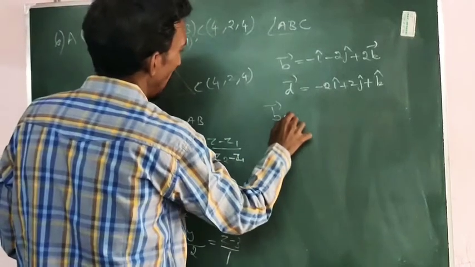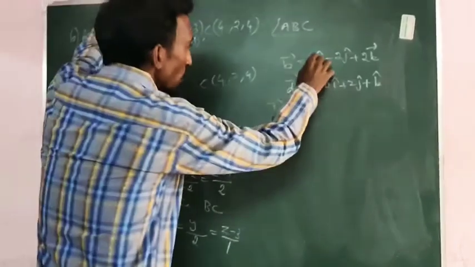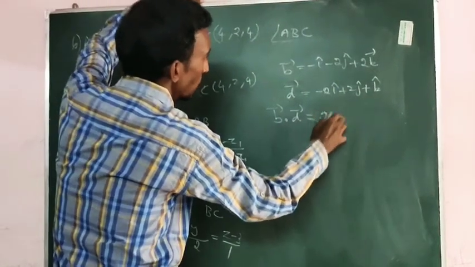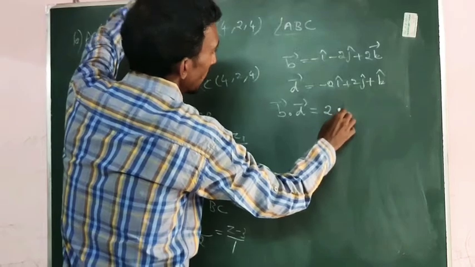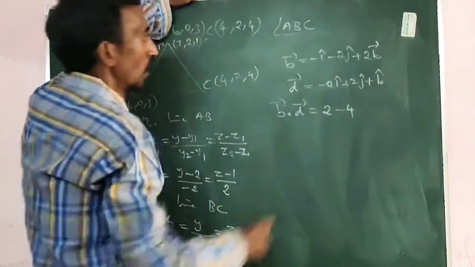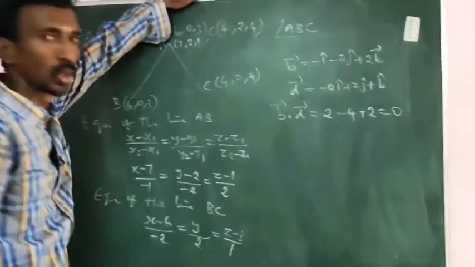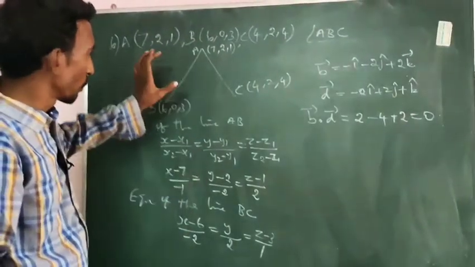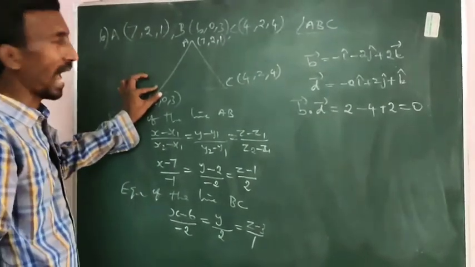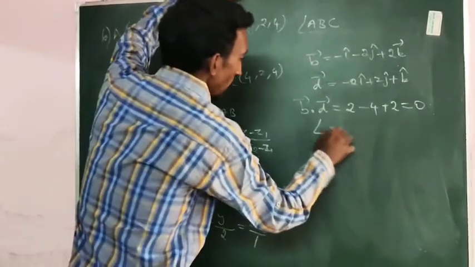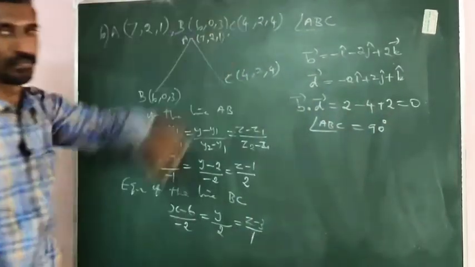Now find the dot product of the two. Okay, so minus 1 into minus 2 is 2, minus 2 into plus 2 is minus 4, 2 into 1 is plus 2, so we are getting 0. The dot product of the two is 0, therefore the angle ABC equals 90 degrees.